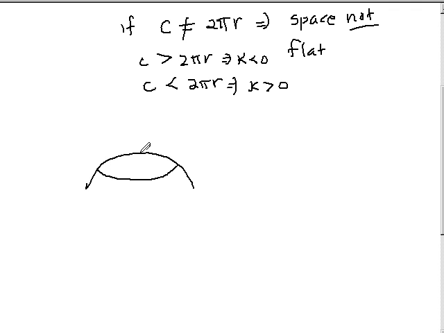Now let's see why that might be. Suppose you're on a part of a sphere. Suppose you're on the top of a sphere.